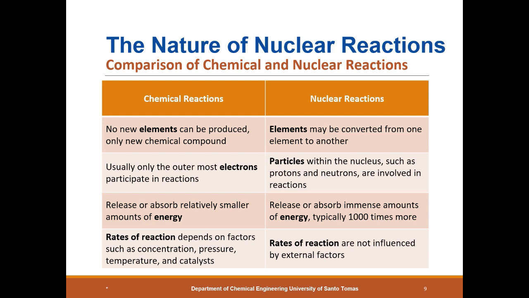Thirdly, with regard to the energy, chemical reactions release or absorb relatively smaller amounts of energy, while nuclear reactions release or absorb immense amounts of energy, typically 1,000 times more than that in a chemical reaction. Lastly, the rates of reaction for chemical reactions depend on factors such as concentration, pressure, temperature, and catalyst, while in nuclear reactions, the rates of reactions are not influenced by external factors.